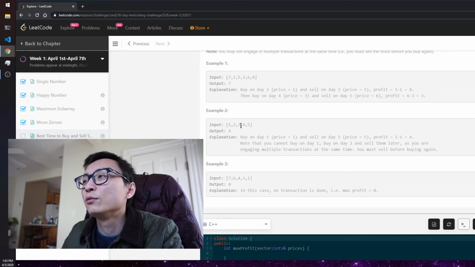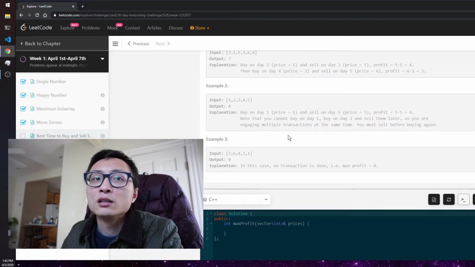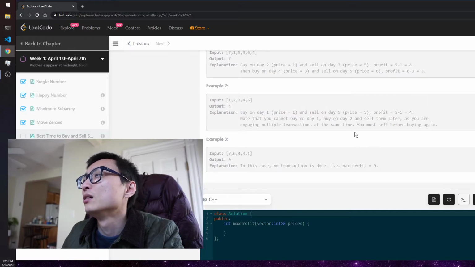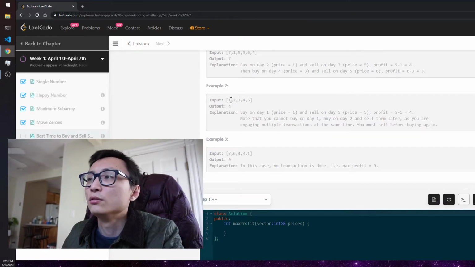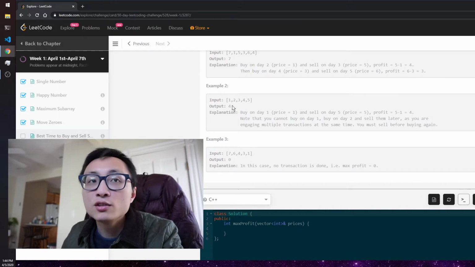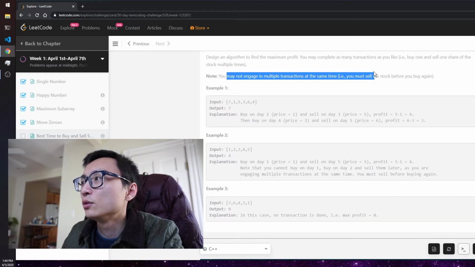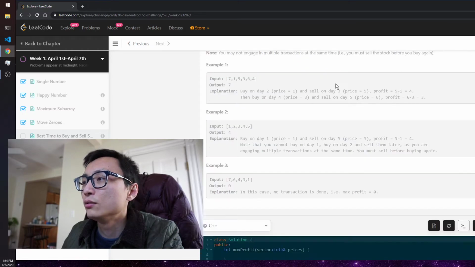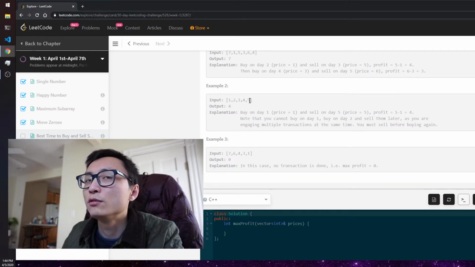The second one here we have 1, 2, 3, 4, 5. Since we don't have any transaction fee, we could either just do one giant transaction, buy at 1 and sell at 5, and get this optimal 4, which is the explanation here. But we can also buy at 1, sell at 2, buy at 2, sell at 3, and just do 4 different smaller transactions in sequence. So we don't violate this multiple transaction criteria. And since there is no transaction fee, we can make 4 little transactions to also get the profit of 4.